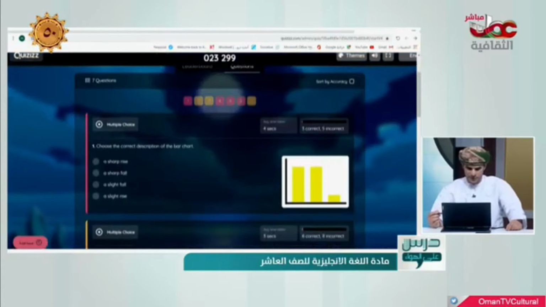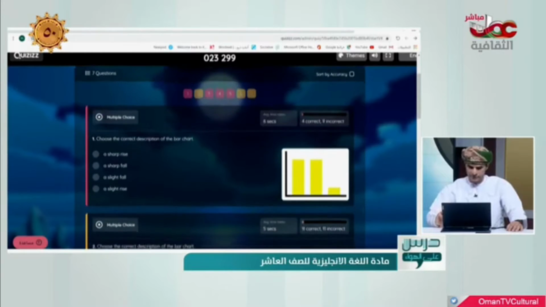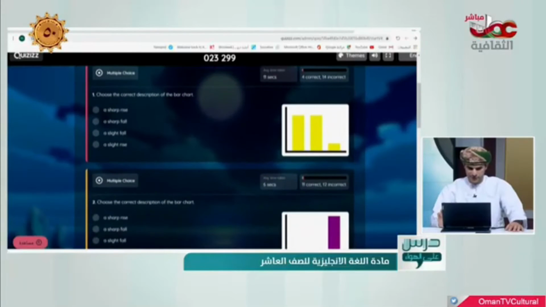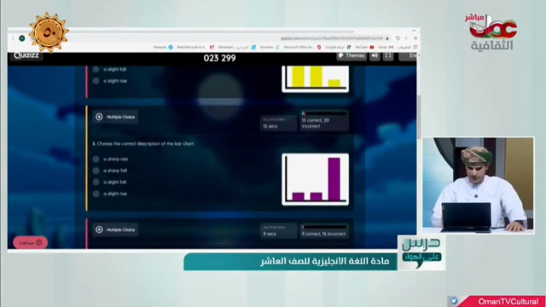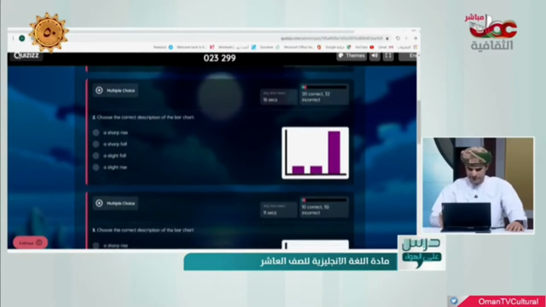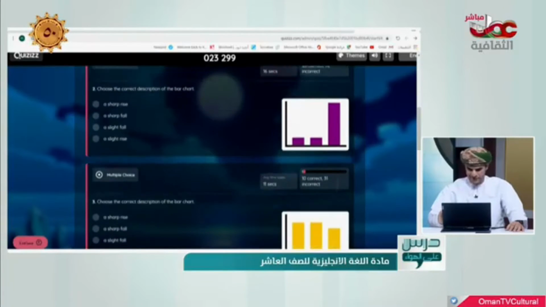See the questions here. Choose the correct description of the bar chart. Is it a sharp rise or a sharp fall or a slight fall? Be careful. My students, be careful here. Don't be in a hurry. The second question, choose the correct description. Is it a sharp rise? Or a sharp fall? It's not a fall, it's a rise, right? Sudden rise from this year to this year, or a slight rise. It's not slight, as you can see, it's up quickly.